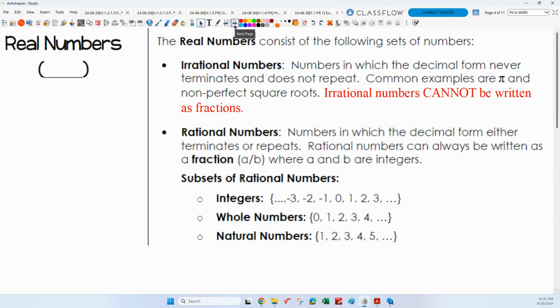And then here's just a little summary of all the stuff we talked about with our number sets. Real numbers are broken into irrational numbers and rational numbers. And then inside rational numbers is the set of integers. Inside that's the set of whole numbers. Inside that's the set of natural numbers, right? Okay?